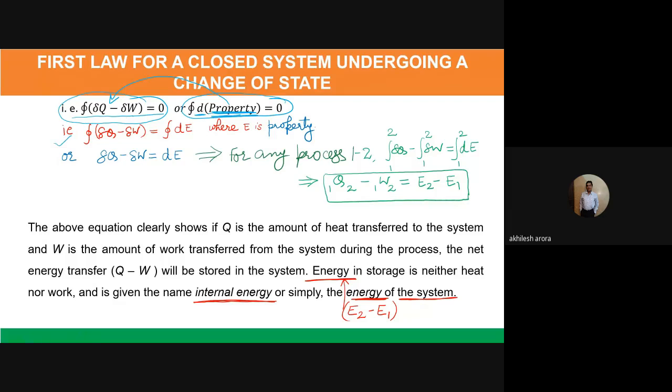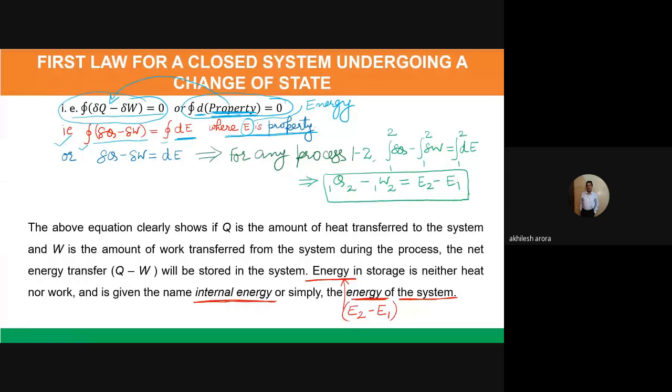That is, what I can do is I can write delta Q minus delta W with a cyclic integral is equal to dE, where E is a property, and this E property is actually known as energy. It is actually energy, and this energy is nothing but the stored energy. So we will discuss it later on also.